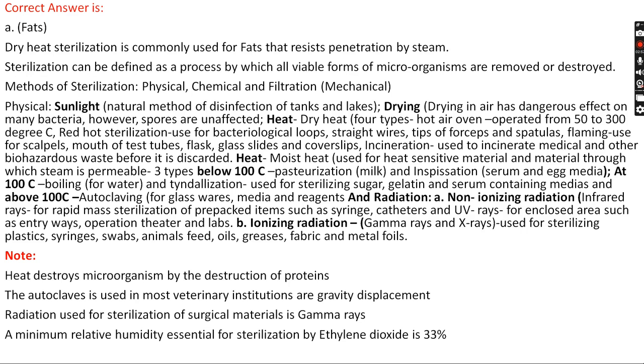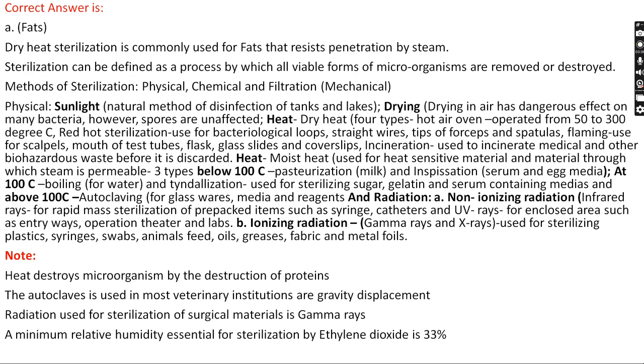Okay. Sunlight is a natural sterilization method for disinfecting tanks and lakes, while drying is used to kill many bacteria, but spores remain unaffected by drying. If we talk about heat, then we have dry heat and moist heat methods. Under dry heat there are four types: the hot air oven, the red hot sterilization process, flaming, and the incineration method.